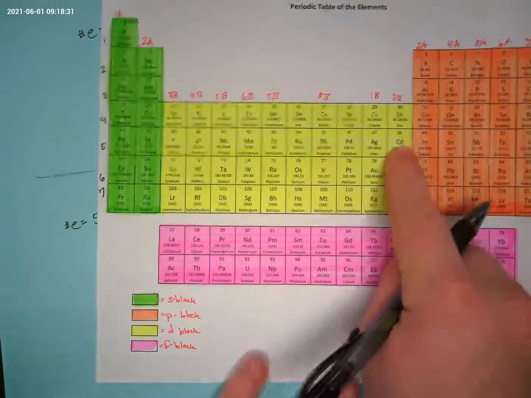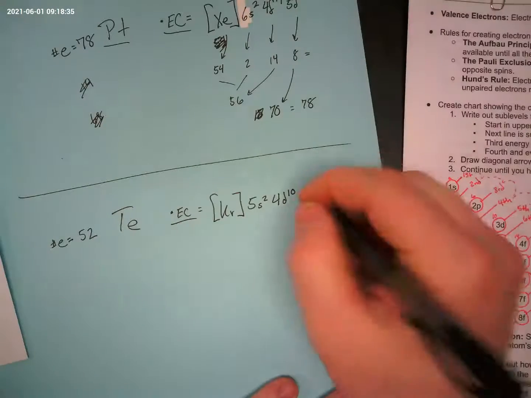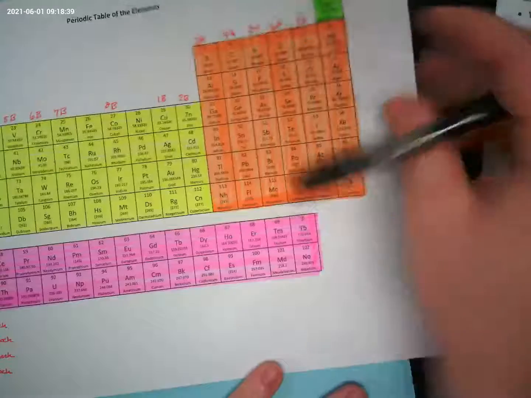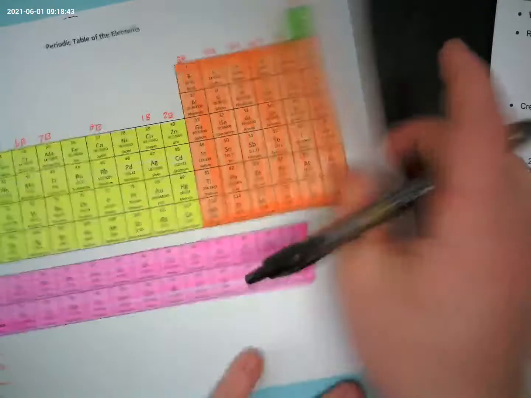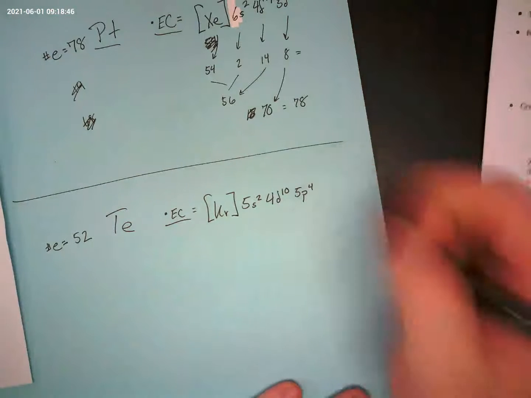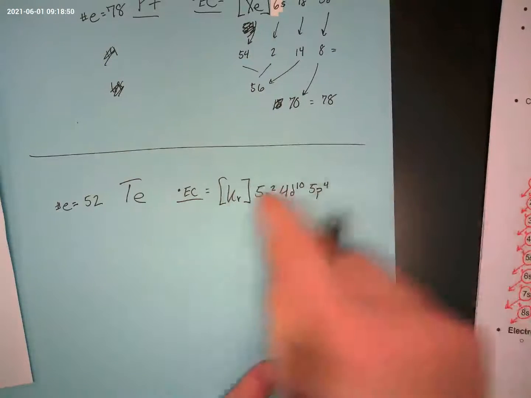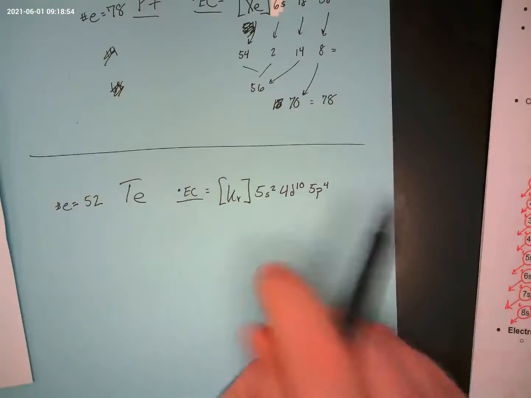Okay, all filled. And then from 4d10, we're going to go to 5p, which makes sense because we're, again, in the 5th period. And we're going to go 1, 2, 3, 4, all the way to tellurium, so it should be 5p4. And then that should be it for tellurium. This should be our abbreviated electron configuration.